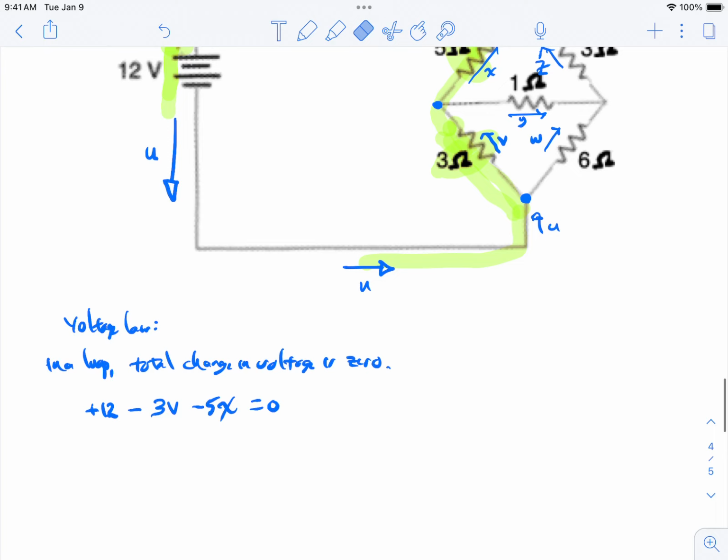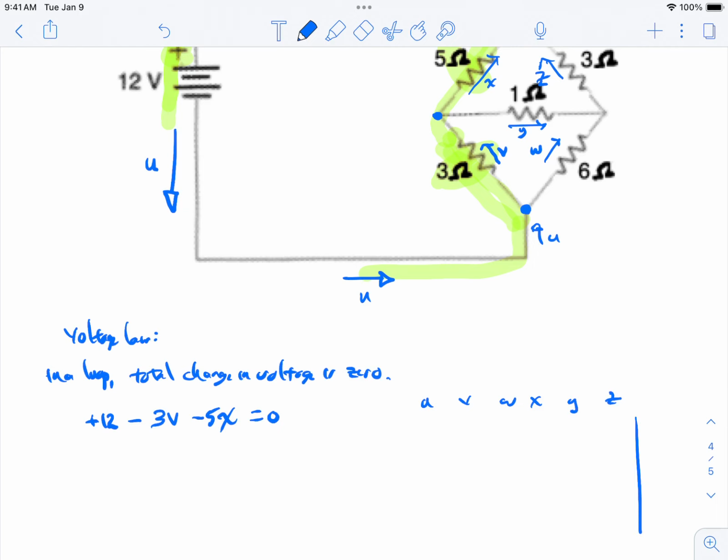To get ready to set up a matrix, what are our variables? We have a U, V, W, X, Y, and Z, and then we'll have a constant on the other side of our matrix.